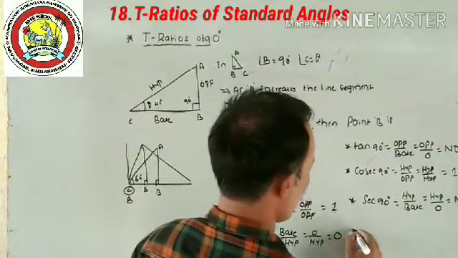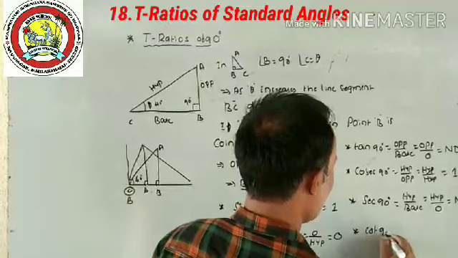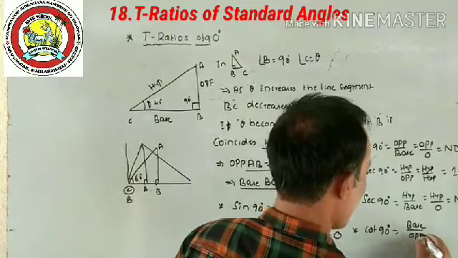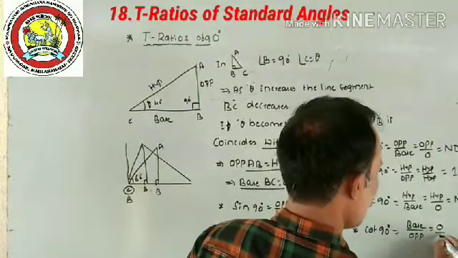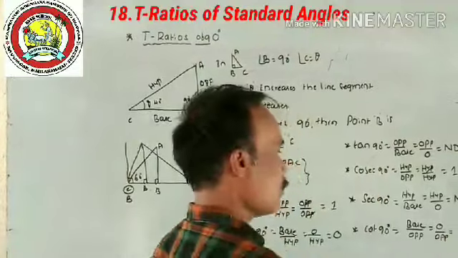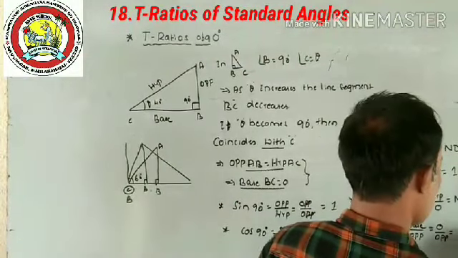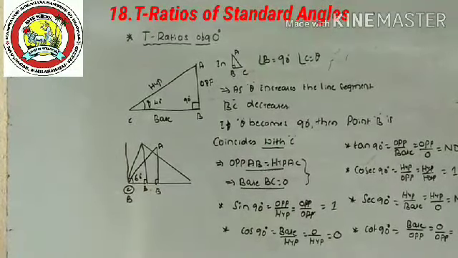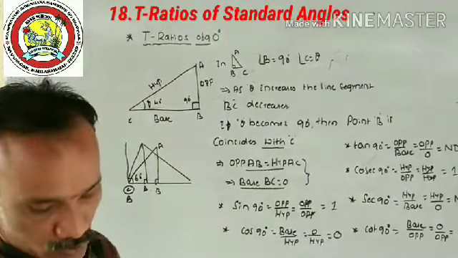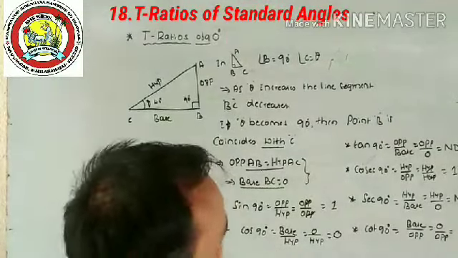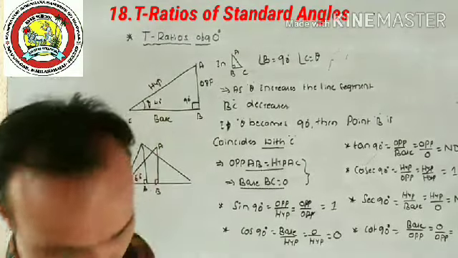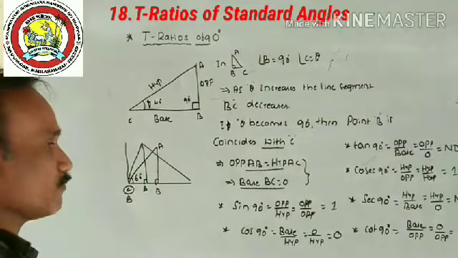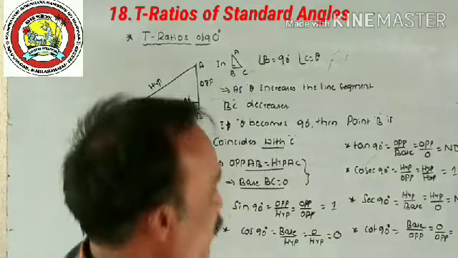Then finally the last one, cot 90 degree. Cot is the reciprocal of tan, that is base divided by opposite, that is 0 divided by opposite. So 0 by anything is 0. So this is about the trigonometric ratios of 90 degree. Sin 90 degree is equal to 1, cos 90 is equal to 0, tan 90 is not defined, cosecant 90 degree is equal to 1, secant 90 degree is not defined, and finally cot 90 degree is equal to 0.